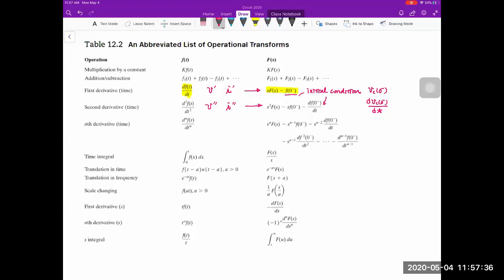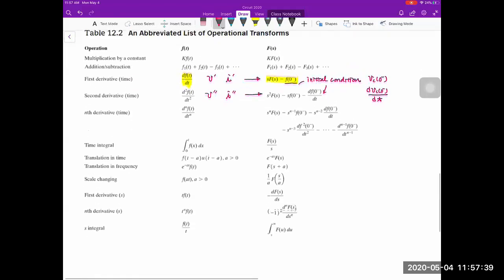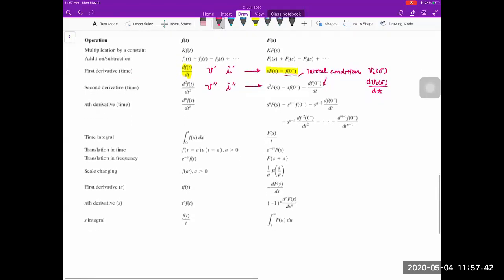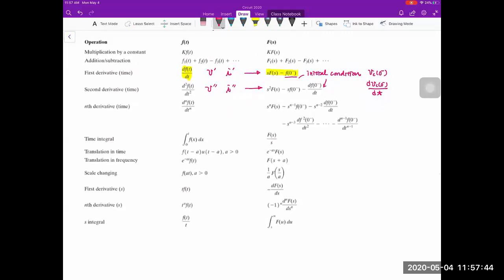Okay, another common thing that we will use for the operational transformation is the shifting. The shifting or the translation, these two are the things that we use a lot. These two represent the translation in time or the translation in frequency. The translation in time means you have a function, but the function doesn't start from time equal to 0. It starts either earlier or later than time equal to 0. Then you have to do a shifting.